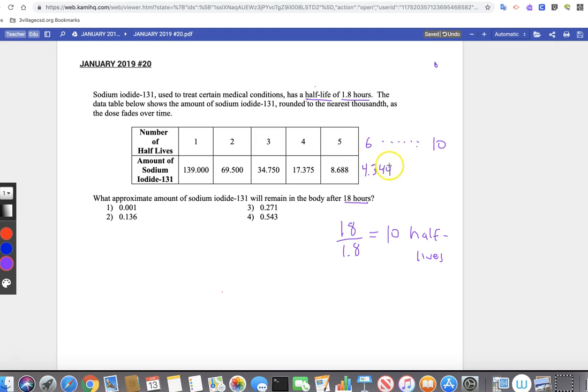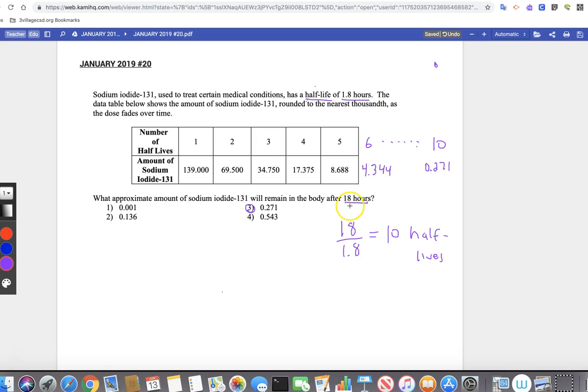That would be the amount of sodium left over after the 6th half-life. And as I mentioned, we can continue to do this, calculating how much is left after the 7th half-life, then the 8th, then the 9th, and so on until we get to the 10th half-life. When we get to the 10th, we would be left with 0.271 of sodium iodide, and that would be our answer. And this definitely would perhaps be the easiest way to answer this problem.